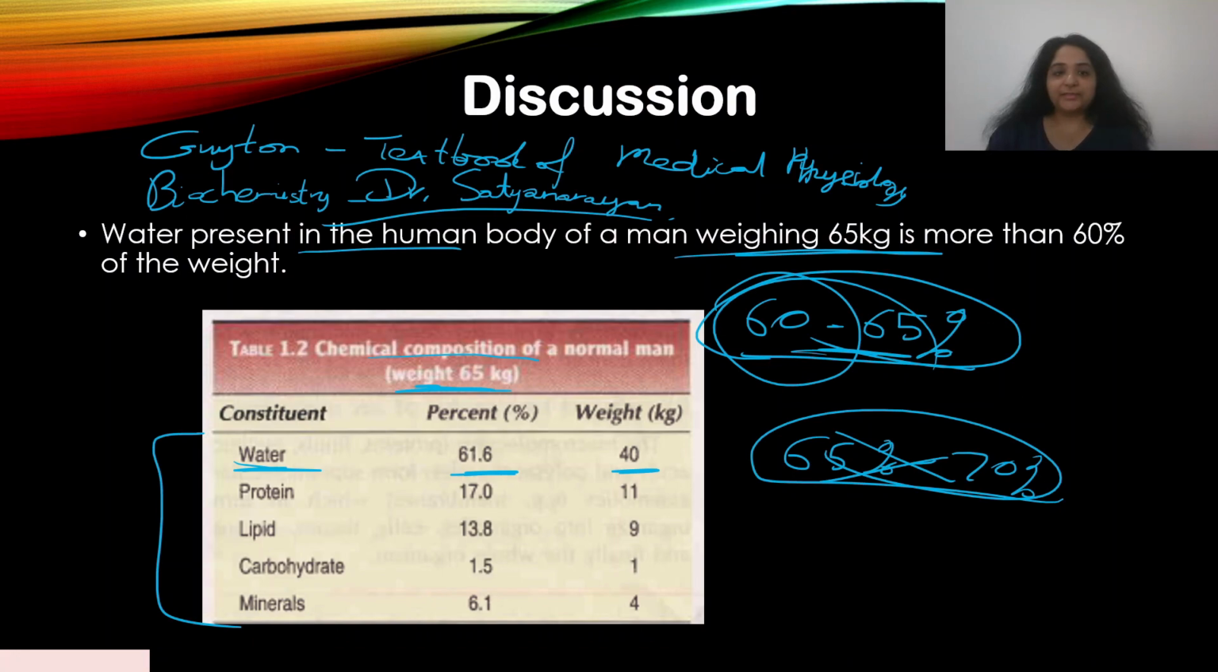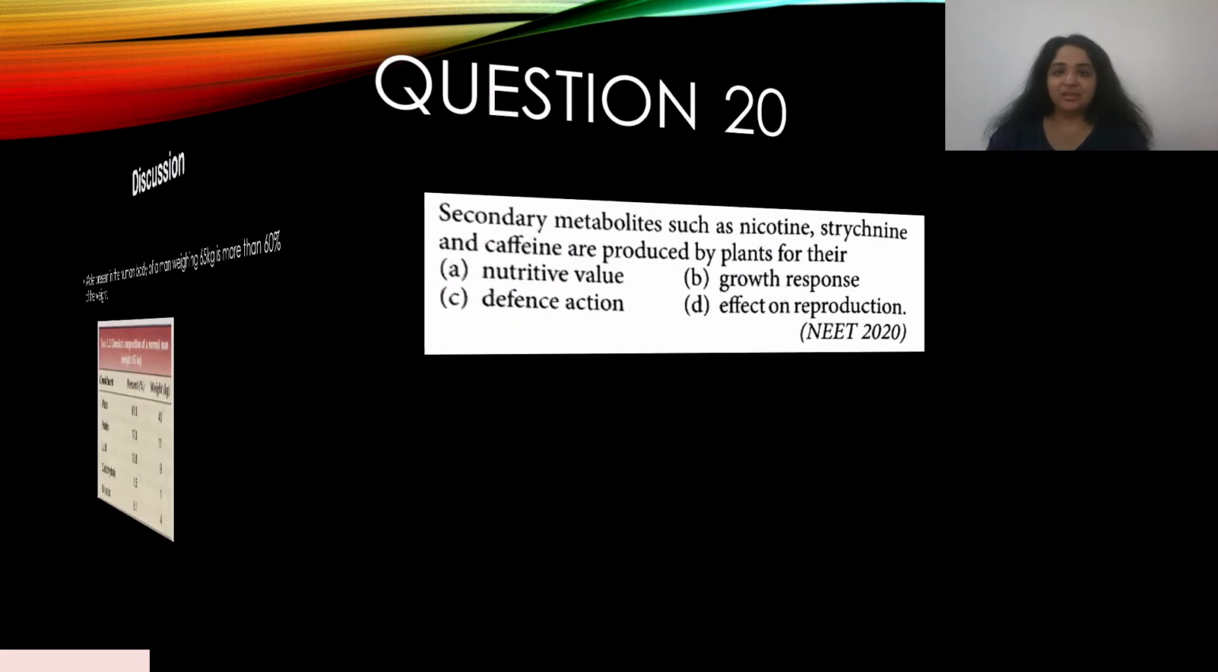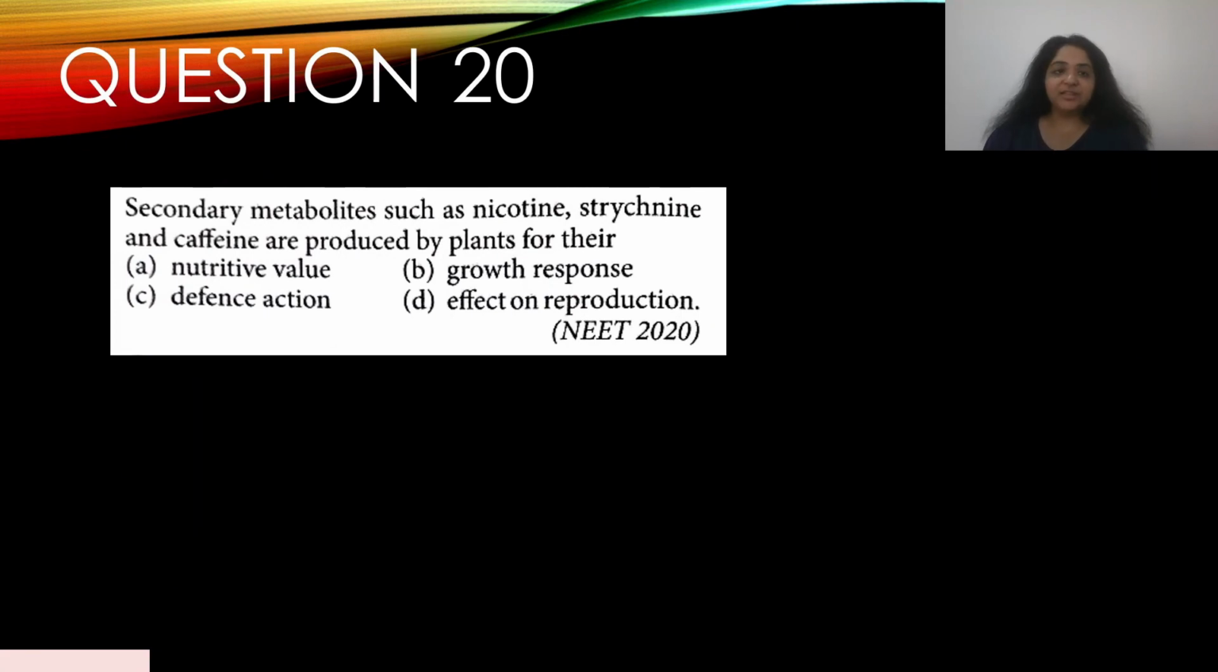All right, let's move on then. Question number 20. Secondary metabolites such as nicotine, strychnine, and caffeine are produced by plants for their, this appeared in NEET 2020, pretty recent. A, nutritive value, B, growth response, C, defense action, and D, effect on reproduction. Yes, the products I mentioned are secondary metabolites, and they are produced by plants for their defense action. So the answer is C.